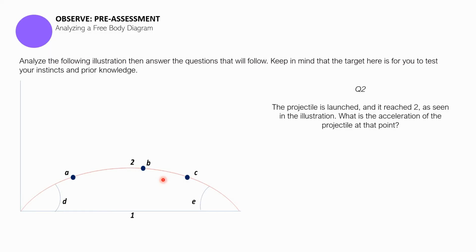Question number 2. The projectile is launched and it reached point 2. It's the tip, the highest point of the projectile. Tell me, what is the acceleration of the projectile at that particular point? Okay, let's continue with question number 3. Colored in red, what do you call the path of the projectile in this illustration? This red line. What do you call that path?